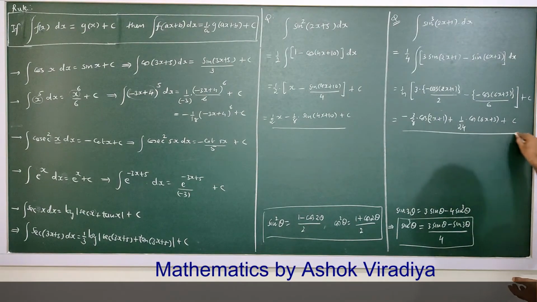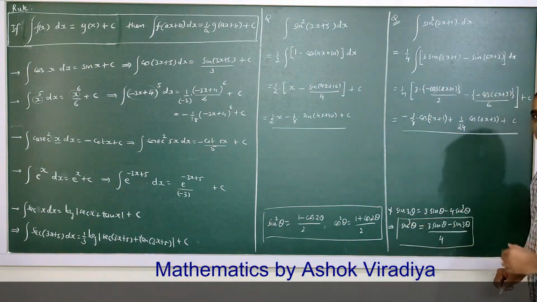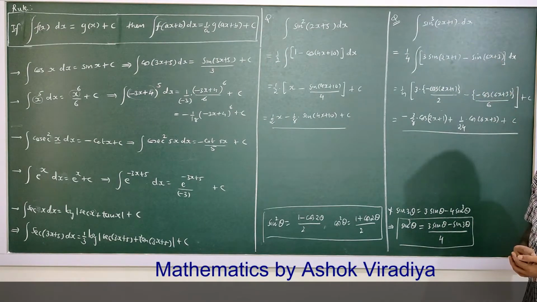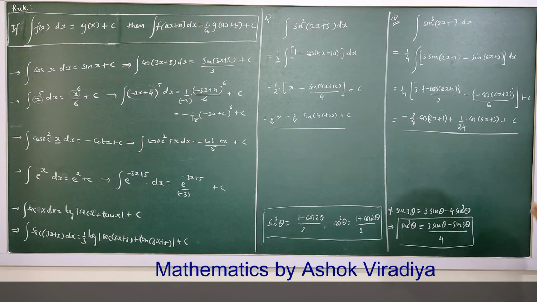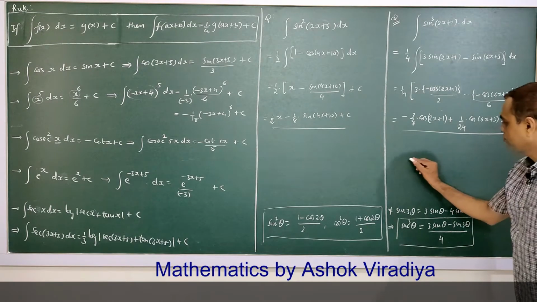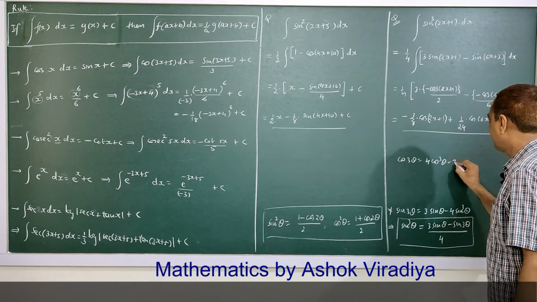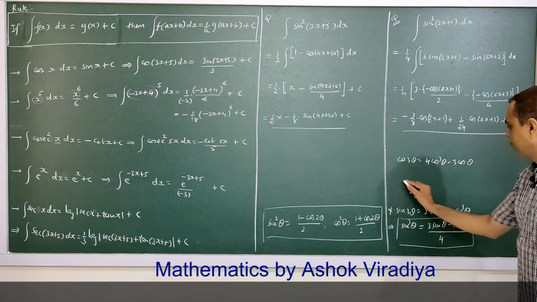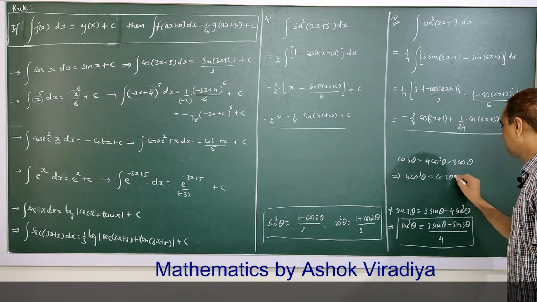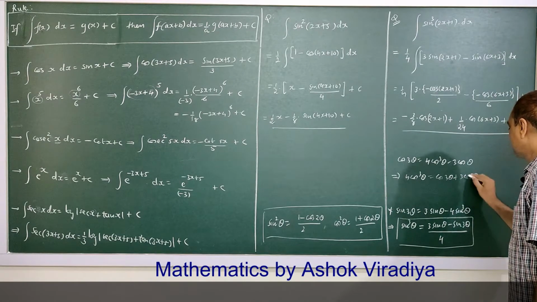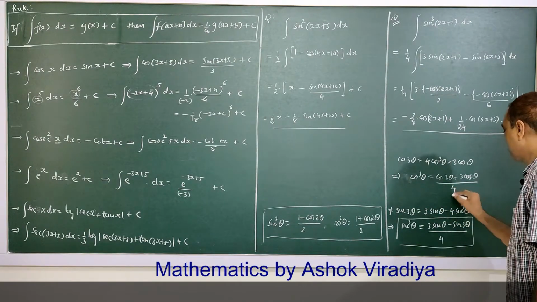So remember, whenever sin 3 theta is used, you are given sin cube theta. If suppose you are given cos cube theta, then you have to apply the formula for cos 3 theta. The formula for cos 3 theta is 4 cos cube theta minus 3 cos theta. So 4 cos cube theta is cos 3 theta plus 3 cos theta. Therefore cos cube theta is cos 3 theta plus 3 cos theta divided by 4.